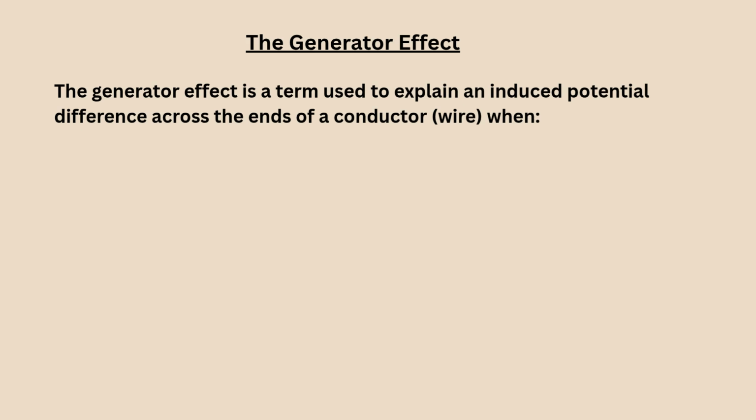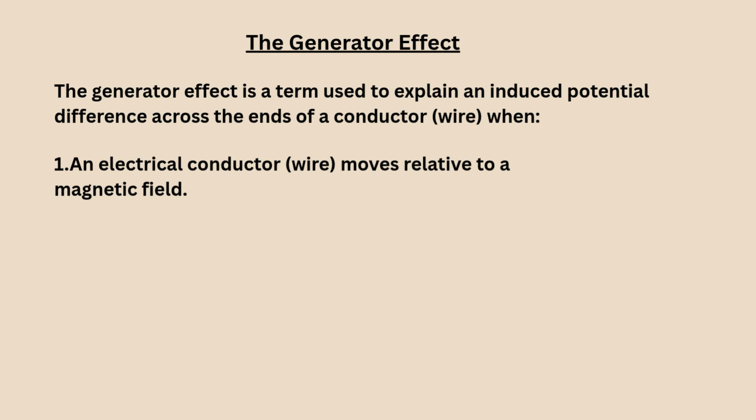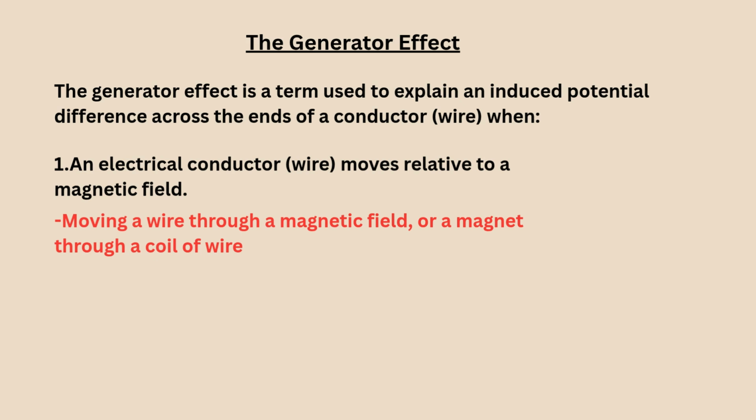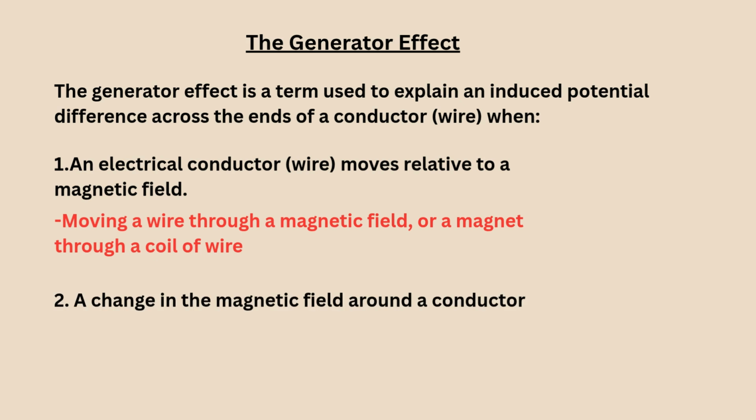The generator effect is a term used to explain an induced potential difference across the ends of a conductor, such as a wire, when an electrical conductor moves relative to a magnetic field. So this could be moving a wire through a magnetic field or a magnet through a coil of wire.